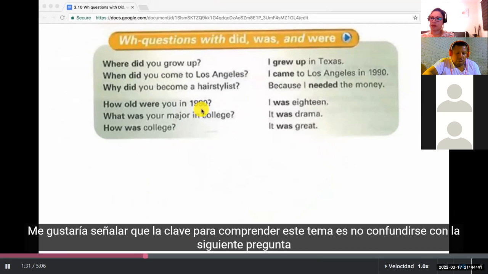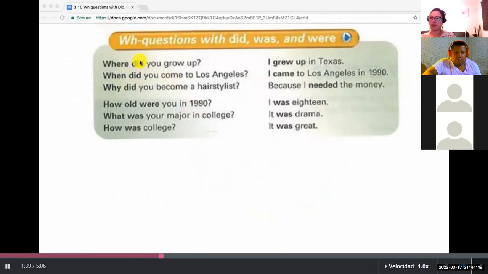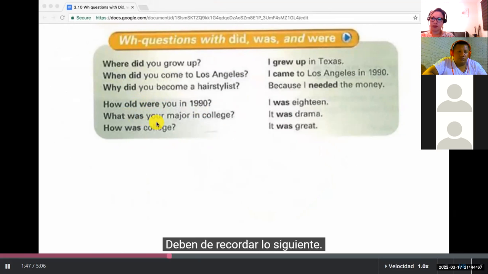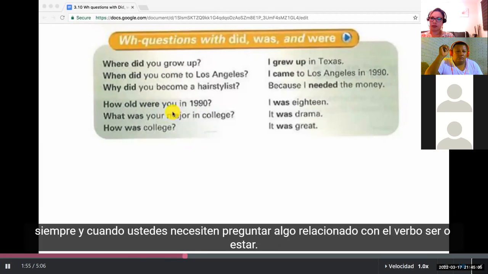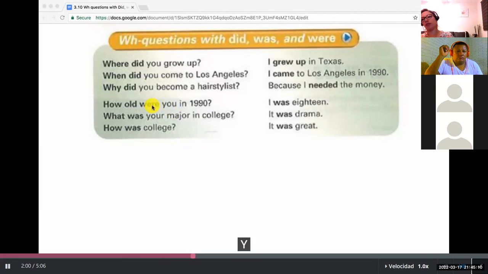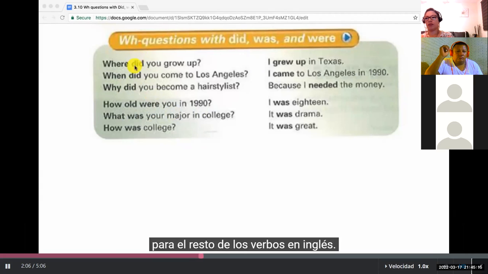It was great. I would like to point out that the key to understanding this topic is to not get confused with the following question. When do I use did? And when do I use was or were? You must remember the following. You will use was or were whenever you need to ask something related to the verb be. And you will use did for all the rest of the verbs in English.